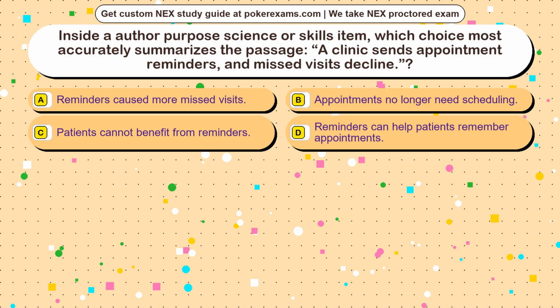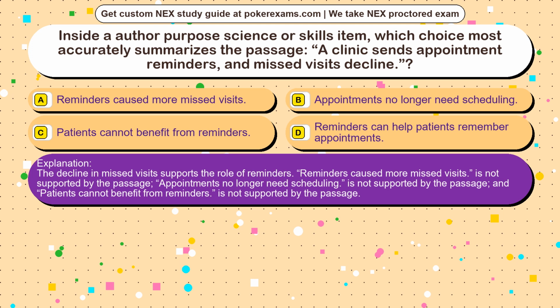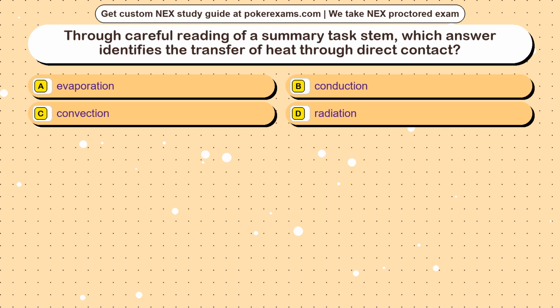The correct answer is option. The decline in missed visits supports the role of reminders. Reminders cause more missed visits is not supported by the passage. Appointments no longer need scheduling is not supported by the passage, and patients cannot benefit from reminders is not supported by the passage.